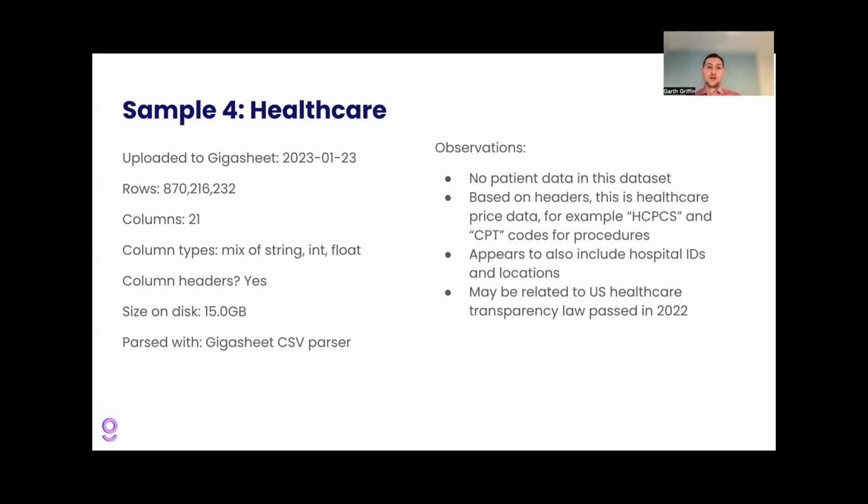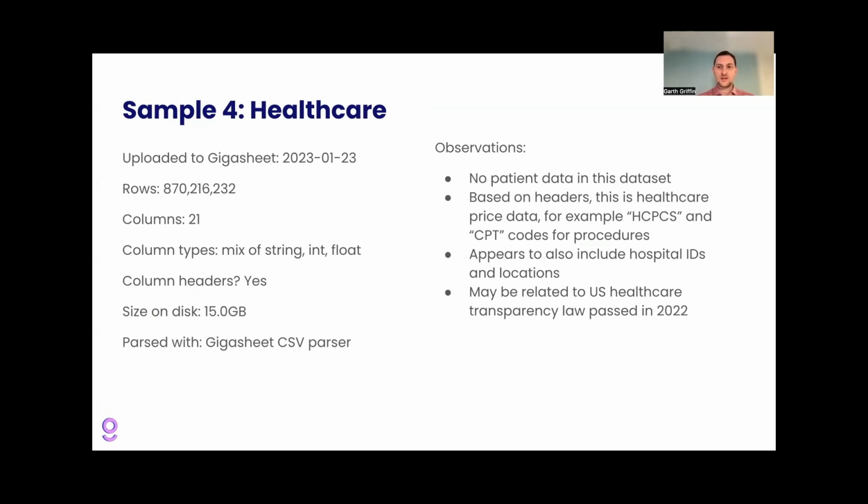Fourth example, healthcare data. And I want to note this is not patient data. This is pricing data related to health insurance in the United States, uploaded in January of 2023 with 870 million rows. We're getting pretty big now. It's pretty big. 21 columns and a mix of column types.